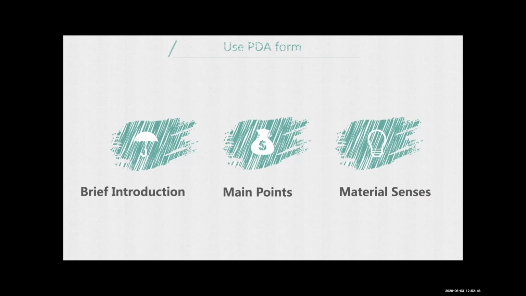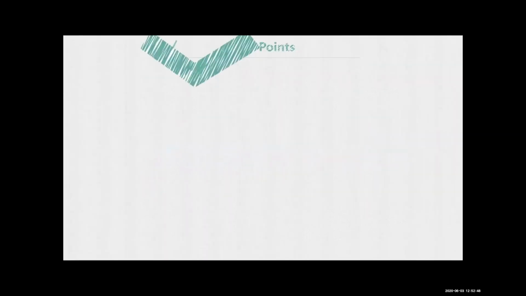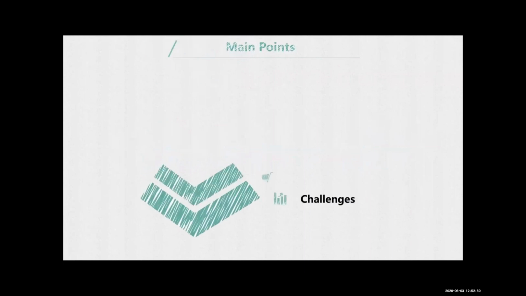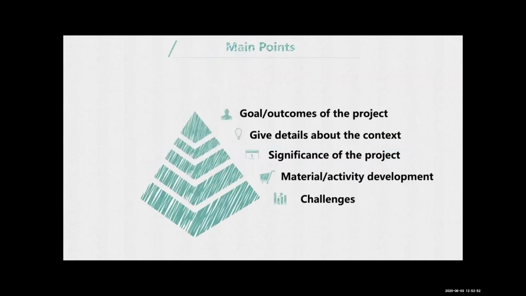So there are some main points that we select from our PDF form. There are 5 parts. First one, goal of the project, and then we will give some details about the context, and then the significance of the project. Also the material development and finally some challenges that we face.